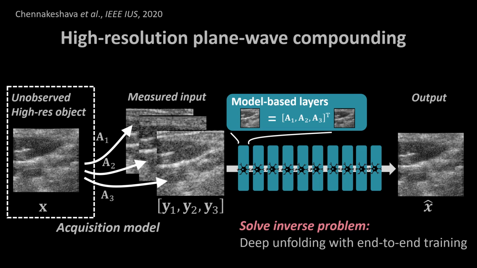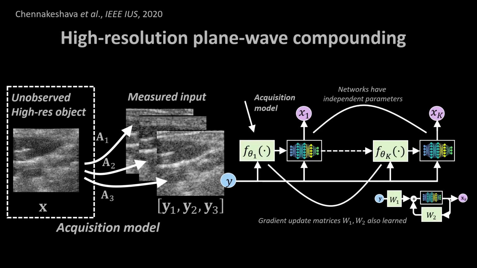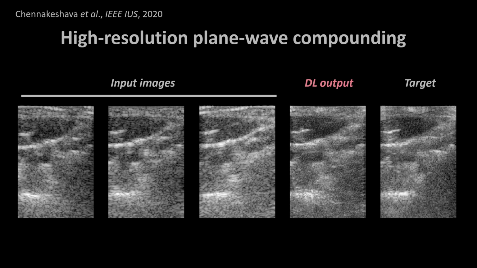So going a little bit more in detail, the network looks like this, where we have this deep unfolded architecture with the acquisition model being in these f of theta 1 and f theta k blocks. And we have these proximal operators that are deep networks mapping the solution after every step closer to the distribution of the unobserved high-resolution object. And we train this whole thing end-to-end towards that unobserved high-resolution object.